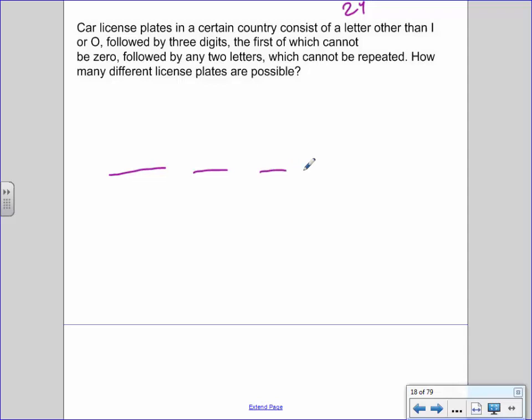So I'm going to start kind of writing out the basic structure of this here. It consists of any letter other than I and O. So there's 24 possibilities here.